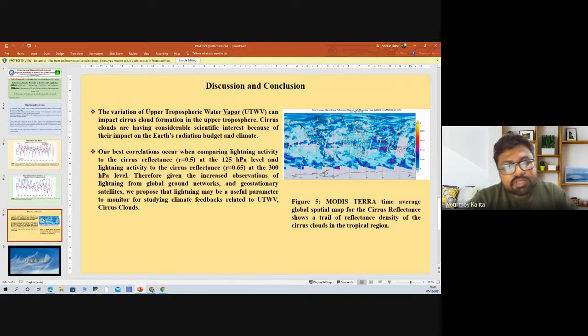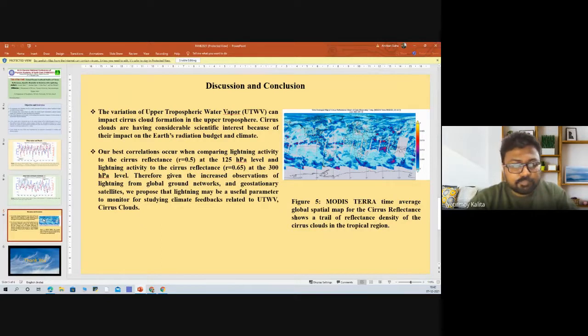So in our analysis, we showed that our best correlation occurs when comparing lightning activity to the cirrus reflectance, where we are getting 0.5 for the 125 millibar pressure level, and a correlation coefficient of 0.65 for the 300 millibar pressure level. Therefore, with the increasing observations of lightning from global ground networks and geostationary satellites, we propose that lightning may be a useful parameter to monitor for studying the climate phenomena related to upper troposphere water vapor or the cirrus clouds. So this is all about my presentation.